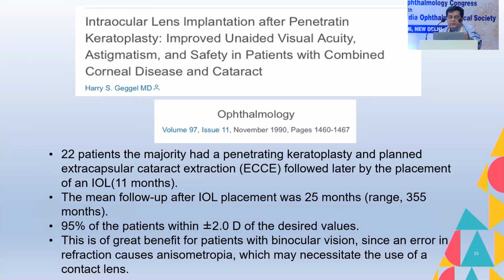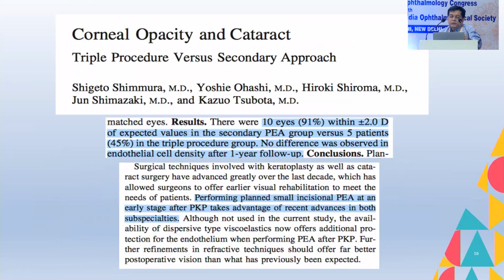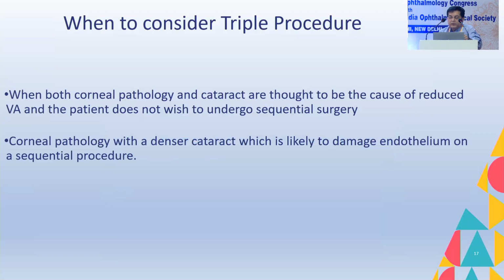In this study, 95% of the patients were within plus minus 2 diopters when they did a sequential surgery. In this particular study they did keratoplasty followed later by cataract surgery, so that also gives you a very good IOL power calculation because you have a stable keratometry in these cases.